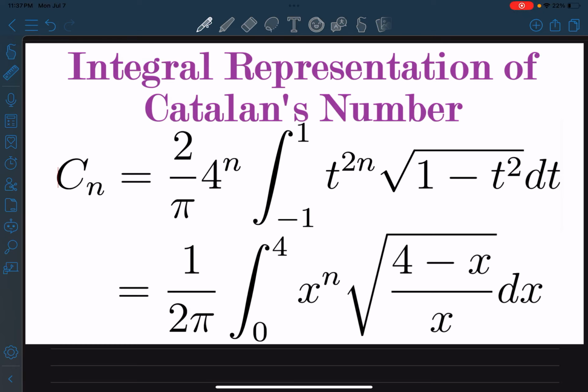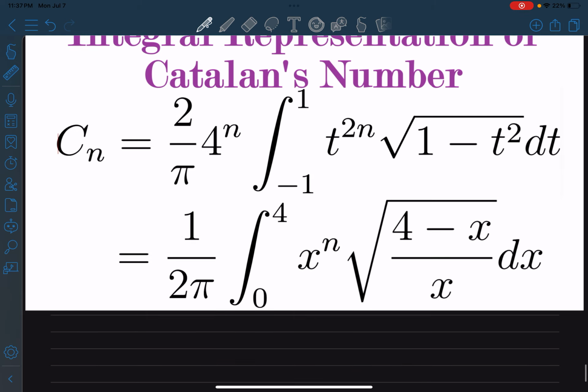Representation of Catalan's number. We have been doing quite a few videos on Catalan's number now, right? We have already established a formula, a recurrence relation, an asymptotic formula, some infinite series, and a lot of things. And in this video, we are trying to establish its integral representation. It can look a bit complicated, but it's not really that complicated to prove it.